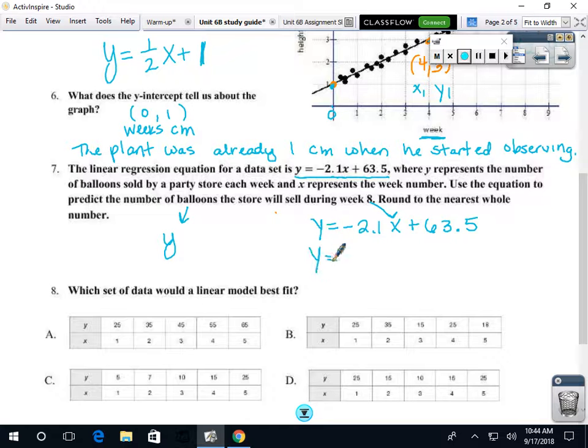So in your calculator, what does it mean when negative 2.1 and X are touching? What operation is that? Multiplication. So it'll be negative 2.1 times, which we represent with parentheses, 8, and then plus 63.5. So go ahead and type that in. Everybody needs to pick up their calculator and type it. Nobody's going to be typing it for you tomorrow.